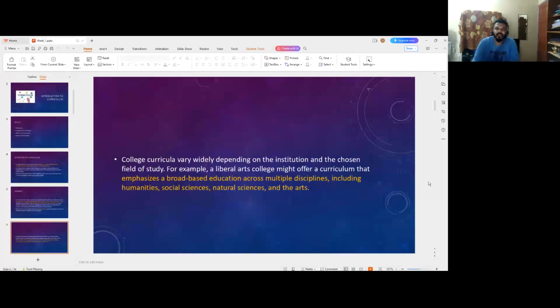In colleges also, it depends on the institution and on which field of study you choose, and then they offer the curriculum based on that. However, the standard will be there.